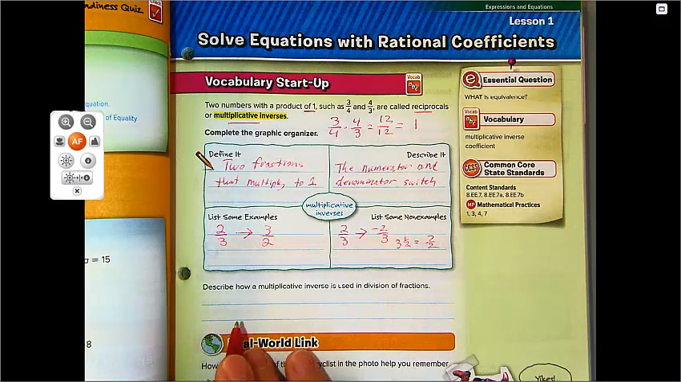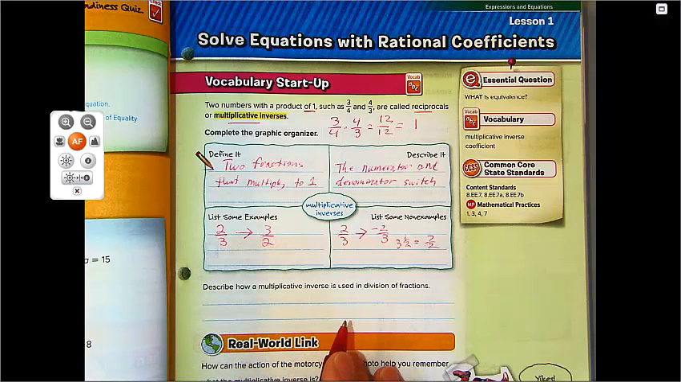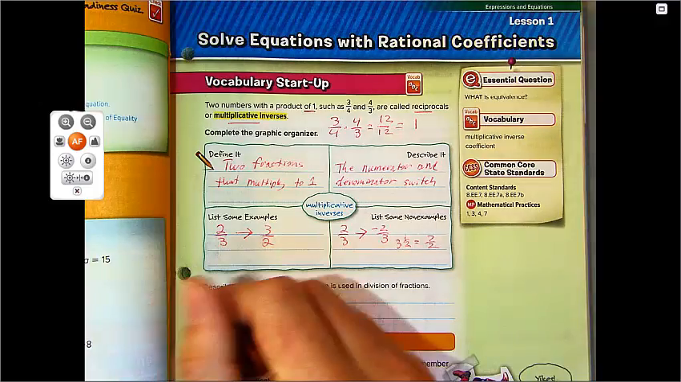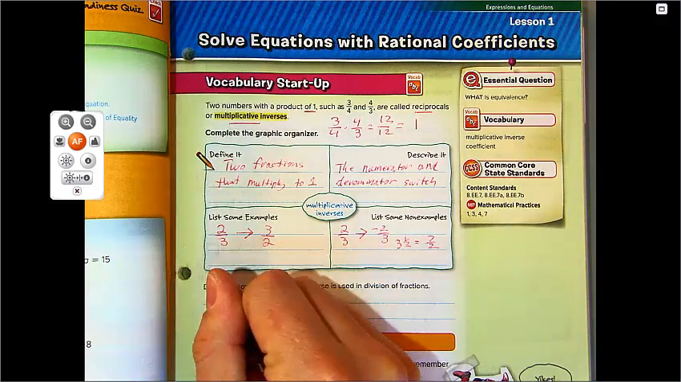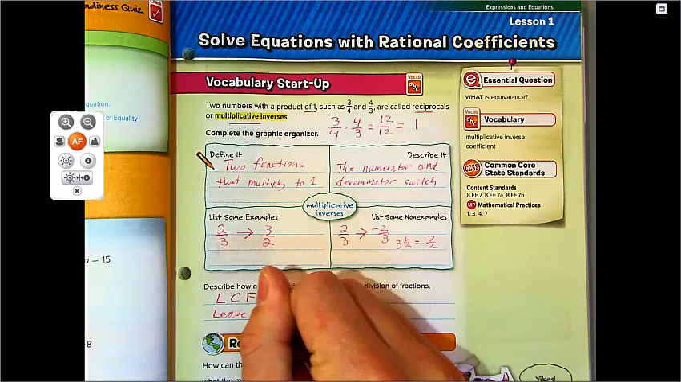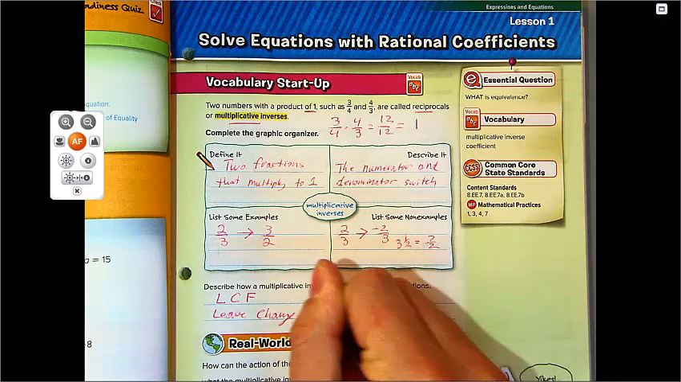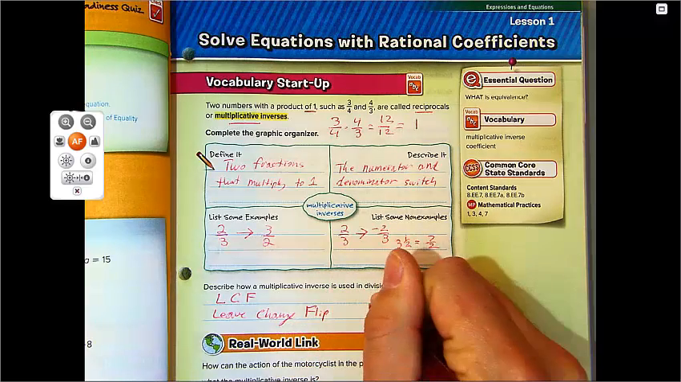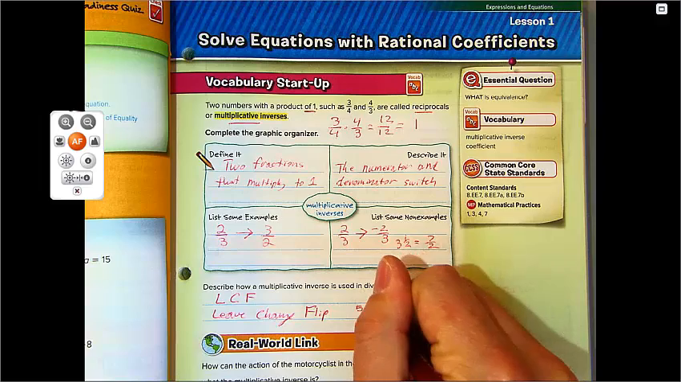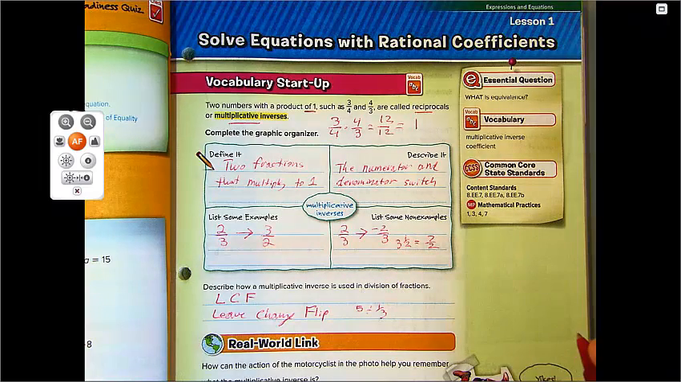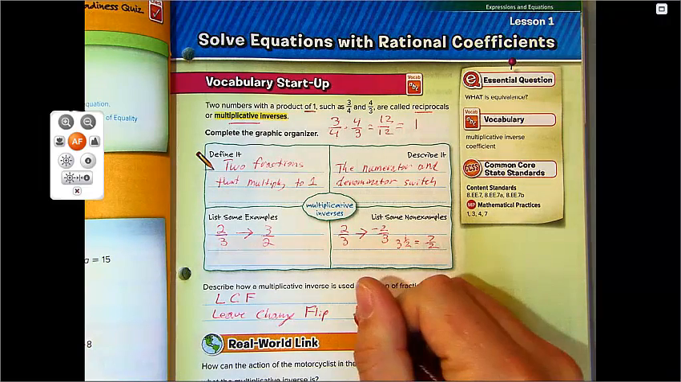So it says describe how multiplicative inverse is used in division of fractions. So we're going to be doing some dividing of fractions here today, but we don't want to divide by a fraction because it's a messy thing. So me and Miss Neely, we have this thing called LCF, which means leave, change, flip. So if instead of dividing, like if we had 5 divided by 1/3, we wouldn't want to divide by the fraction. Instead, we would leave the same. Let's make that 5 over 2.